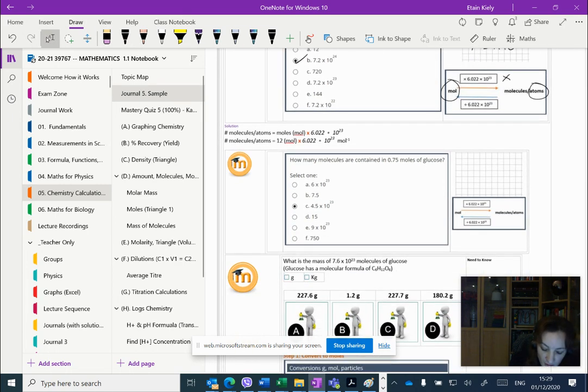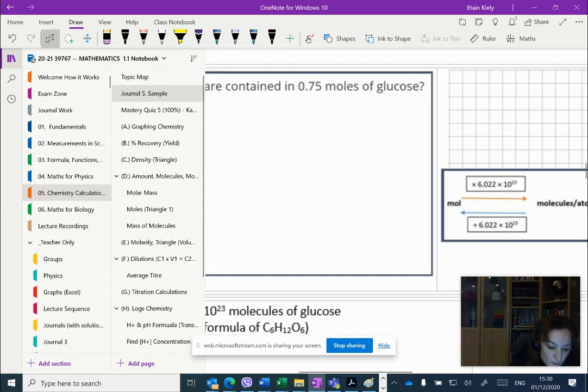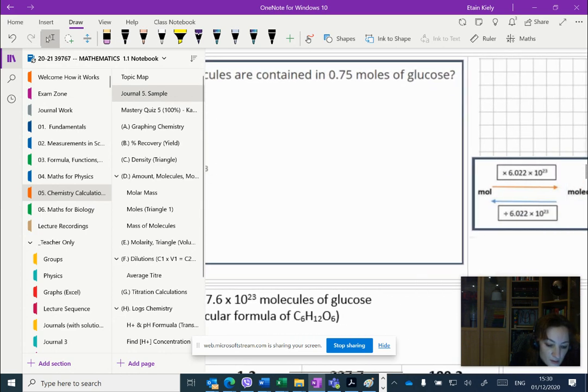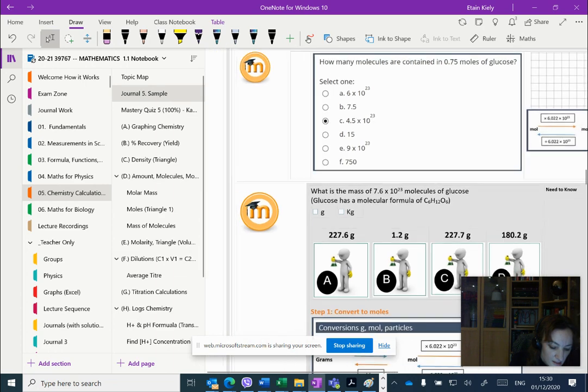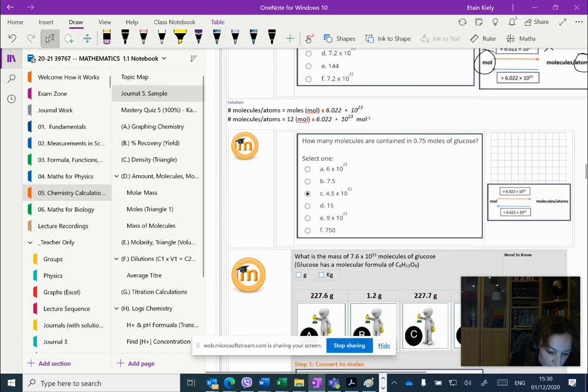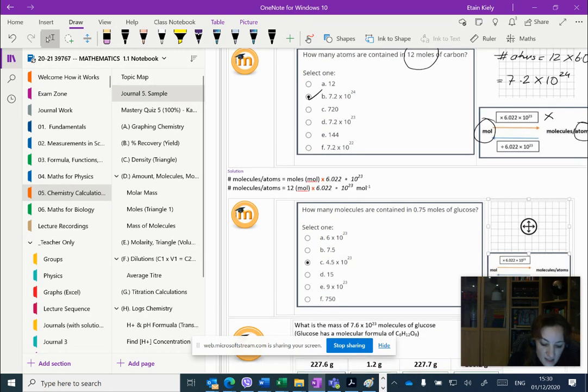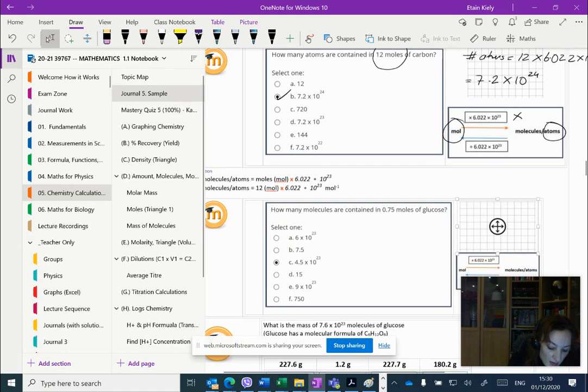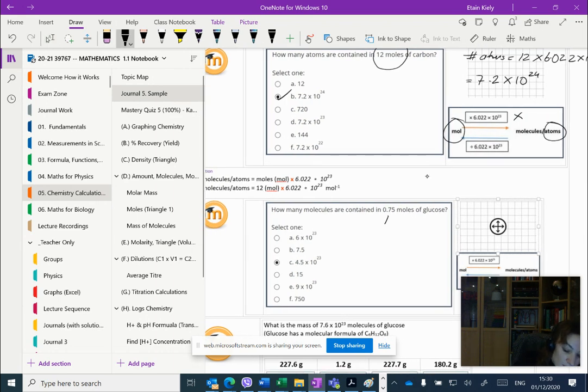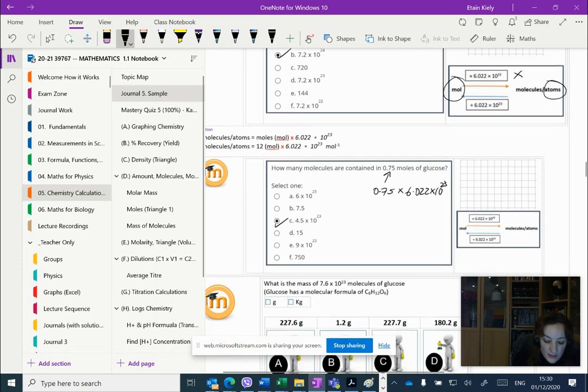Okay, we're going to go the same direction this time. We want to find out how many molecules are contained in 0.75 moles of glucose. And in this situation, we would multiply 0.75 by Avogadro's constant, which is 6.022 by 10 to the 23. And again, this gives you an answer which you can check on your calculator. So it's just going between moles and molecules.